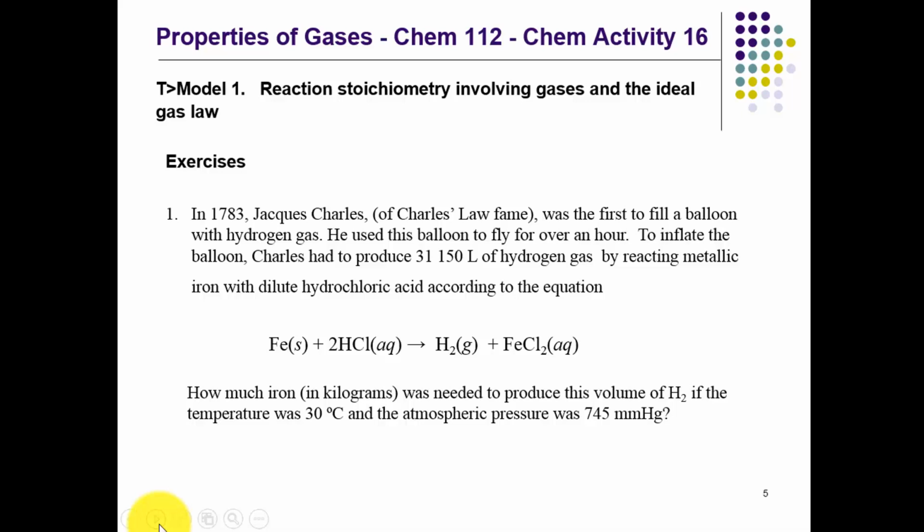So you can see a balanced chemical equation for reacting this metallic iron, steel bits, with this dilute acid solution to produce hydrogen gas. Of course, another product would be iron(II) chloride. And of course, he would have had to work out just how much iron he was going to need to produce this volume of hydrogen gas, and we would have to take into account what temperature and what is the atmospheric pressure. And so we have 30 degrees Celsius and 745 millimeters of mercury.